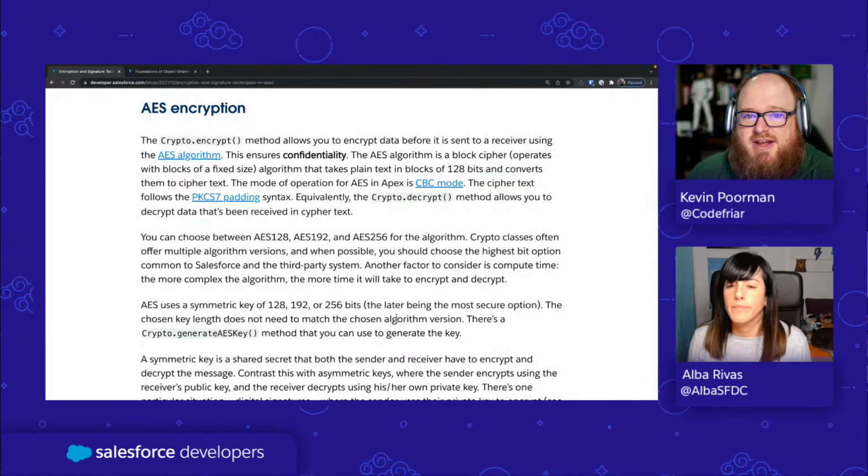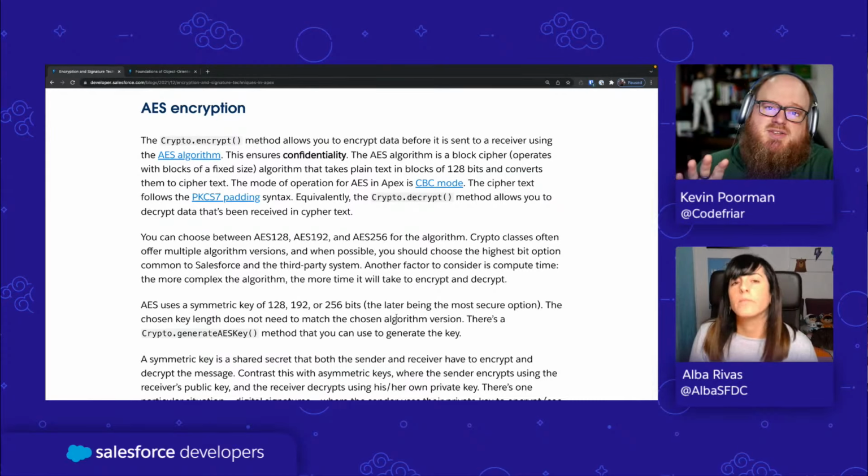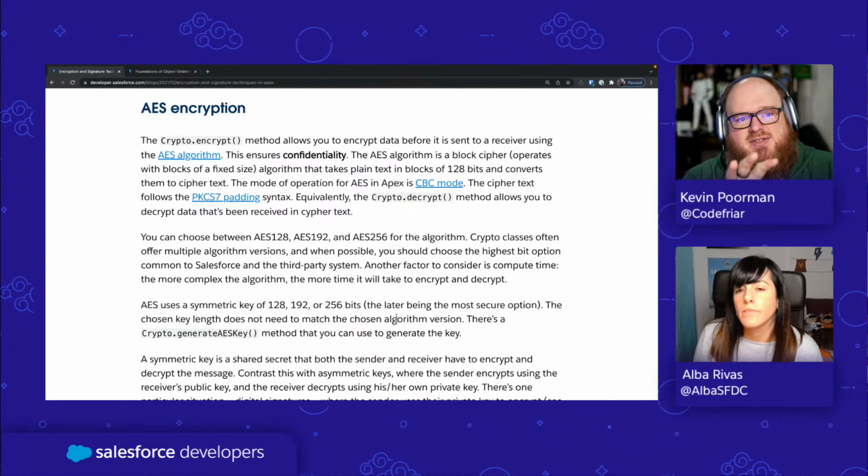AES stands for Advanced Encryption Standard, because naming is hard. Anyway, the Advanced Encryption Standard is a set of algorithms to encrypt data and decrypt data. There are all sorts of details about how it functions, in terms of whether it's a block of fixed text or streams, but regardless, AES is the preferred method for taking a bit of plain text and turning it into something that is encrypted.